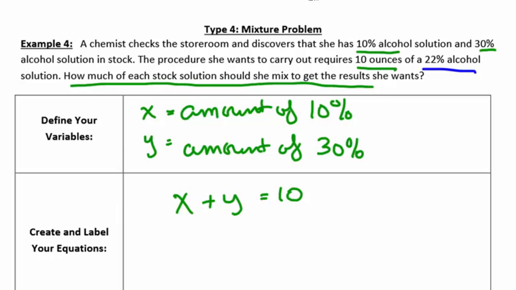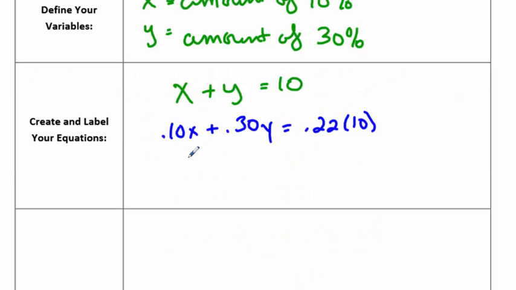The second equation is going to be our mixture equation. The x amount has a value of 10%, so 0.10x, plus the y amount has a mixture value of 30%, so 0.3y, equals, and 22% is the amount of solution over the totals I have, so 0.22 times 10, since 10 is the amount of total I will have. So if I rewrite this equation, since I can figure out what 0.22 times 10 is, this equation would be 0.1x plus 0.3y equals 2.2.